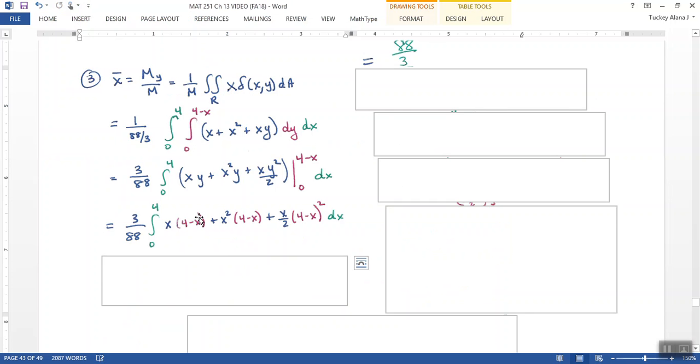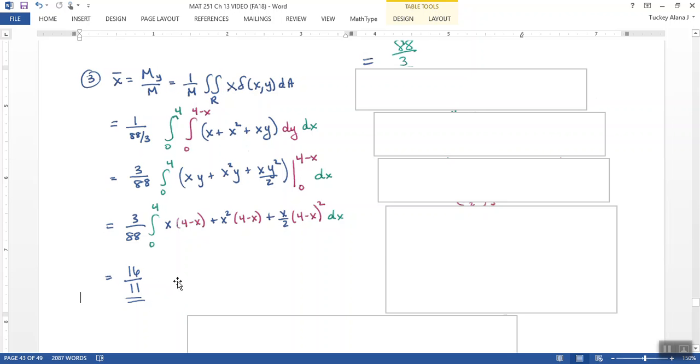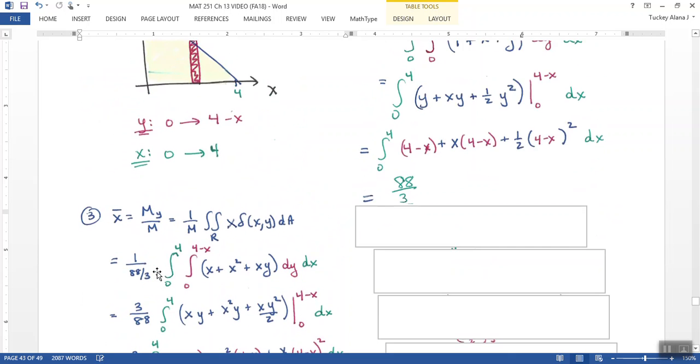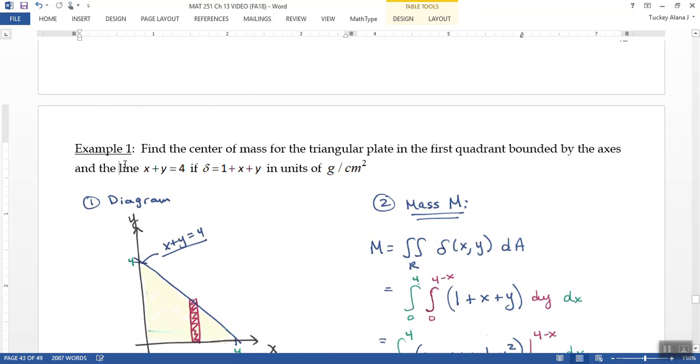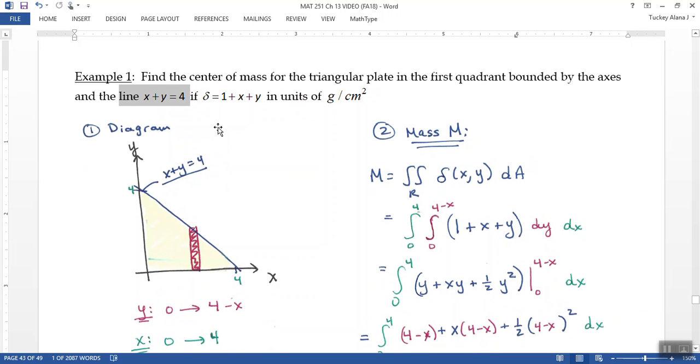So that would be x bar, excuse me. So x bar is 16 over 11. So I have one coordinate in my center of mass. Now, if you'll notice, this particular region is symmetric around the line y equals x, and so is the density function, right? So symmetric around y equals x.